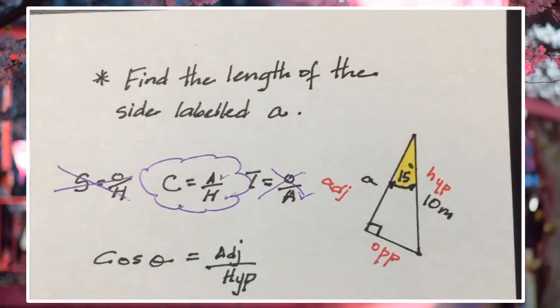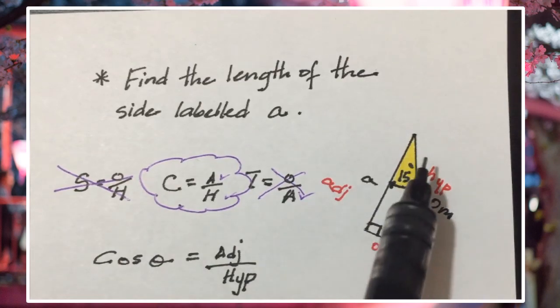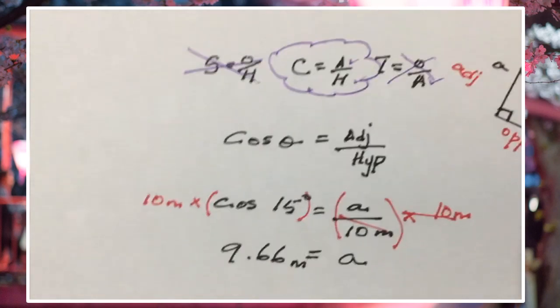So this question was asking us to find the adjacent, given that we have the hypotenuse and the angle. Easy.